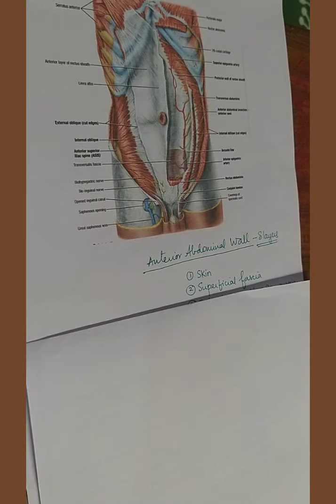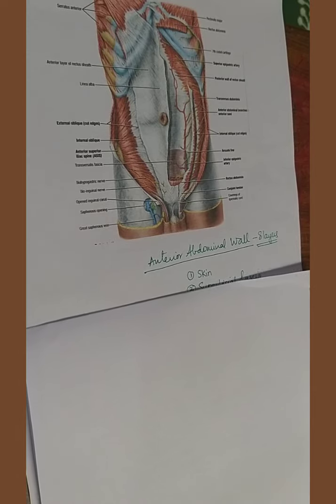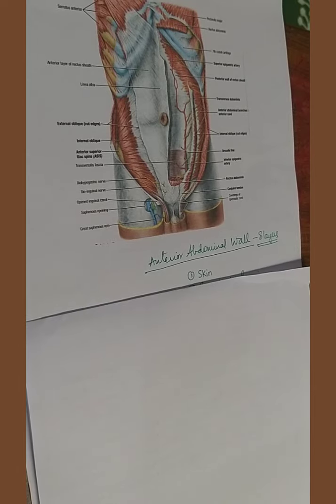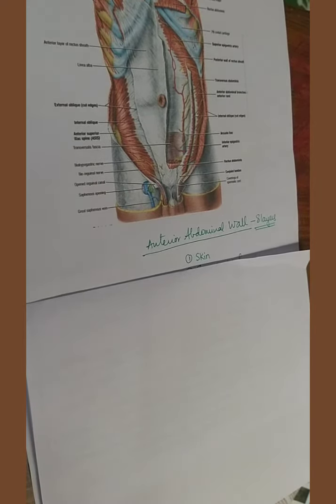Now, coming to the first layer from outside. The skin of the anterior abdominal wall is thin and sensitive, more sensitive than the skin of the posterior abdominal wall, and it has cleavage lines called Langer's lines. Langer's lines are produced by bundles of collagen fibers of the dermis.